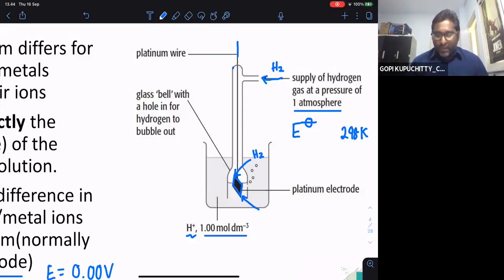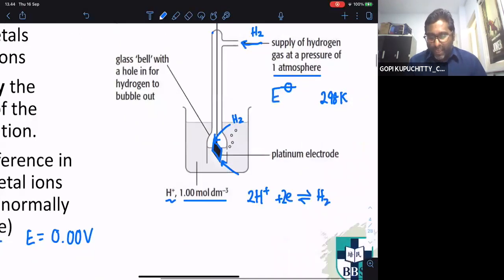And do remember, if I write this cell, I told you it must be written in the form of reduction. So how do I write? H plus, and then I have electron to give me H2. This is the equation, and you need to balance it by just putting 2 over there. This is the equation, and the E value is going to be 0.